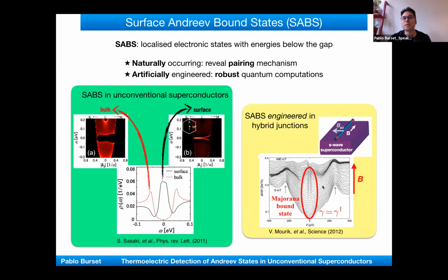And this is a famous example from the group of Kouwenhoven, where they see that a zero bias peak emerges after some critical value of an applied magnetic field. That means that some kind of bound state, they say Majorana-type bound state, appears at the edges of this nanoribbon. So the importance of these artificially engineered bound states is that they are being proposed to do some very robust quantum computations.